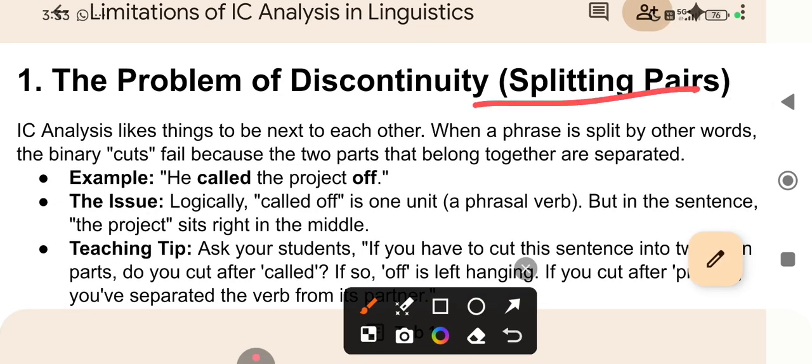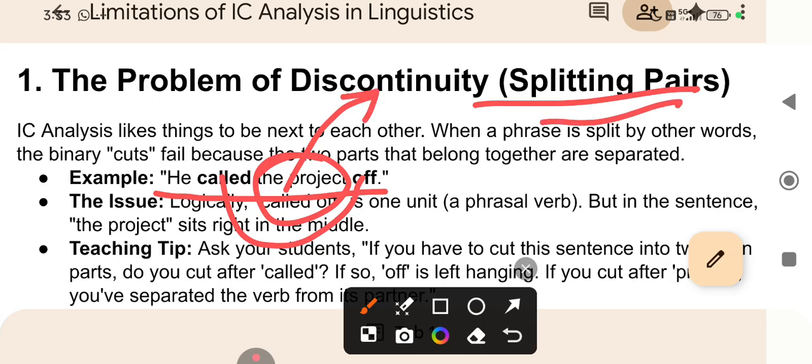Why splitting pair? Because the sentence is called off, called off, right? He called off the project. So he called the project off, and that creates discontinuity or splitting pair, because the pair is split.